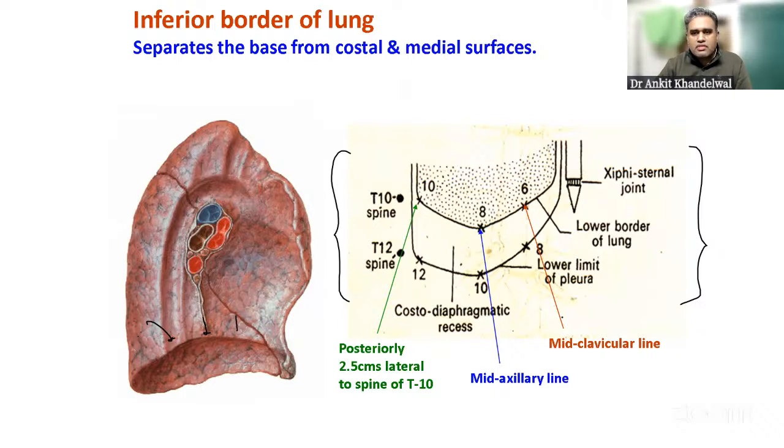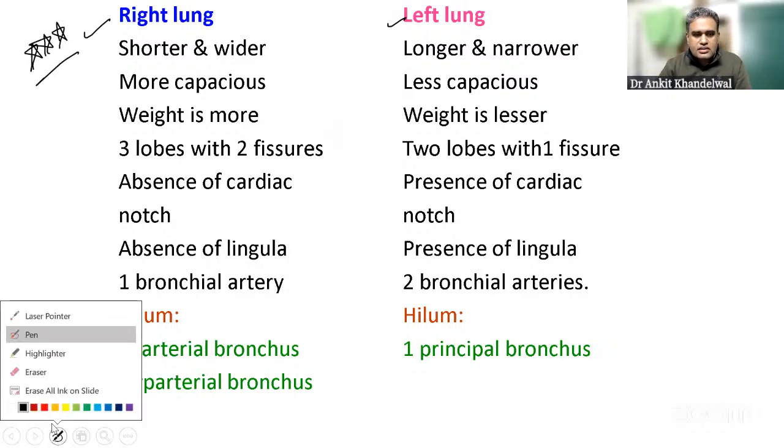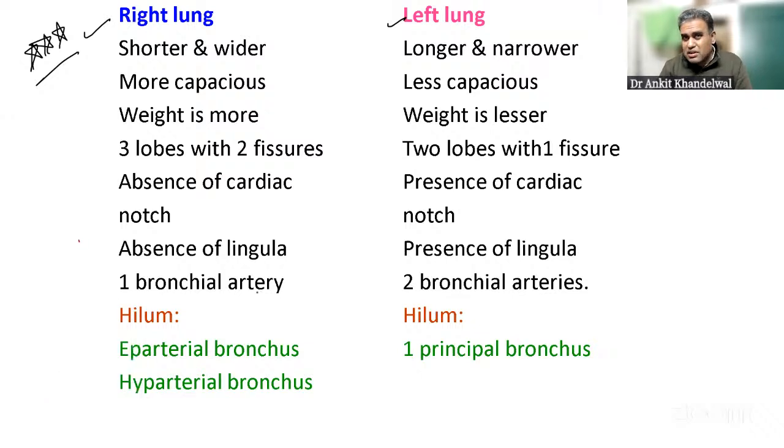And these are all 3 different planes: mid-clavicle, mid-axillary, and posterior part over here. So remember these borders. Finally, you have the difference in right lung and left lung. This comes as very, very important. Let me put 3 star marks over here. It is frequently asked, guys. Not a very difficult question, but frequently asked.